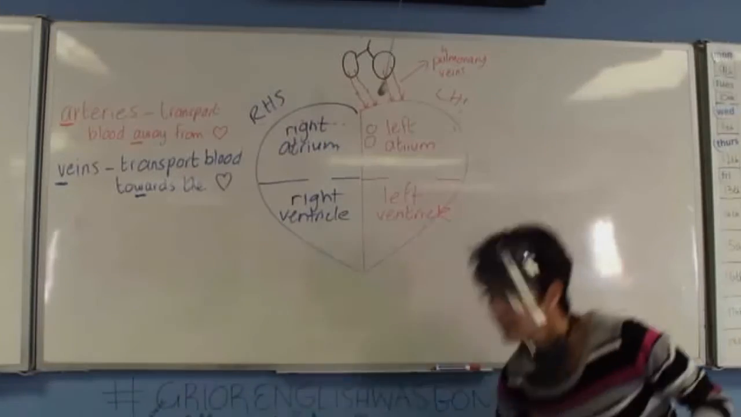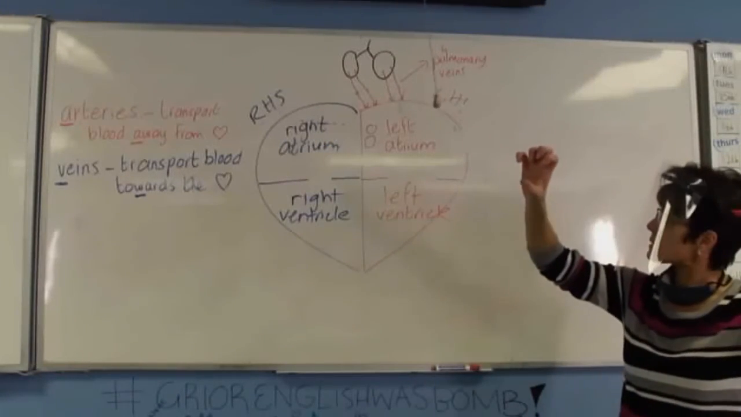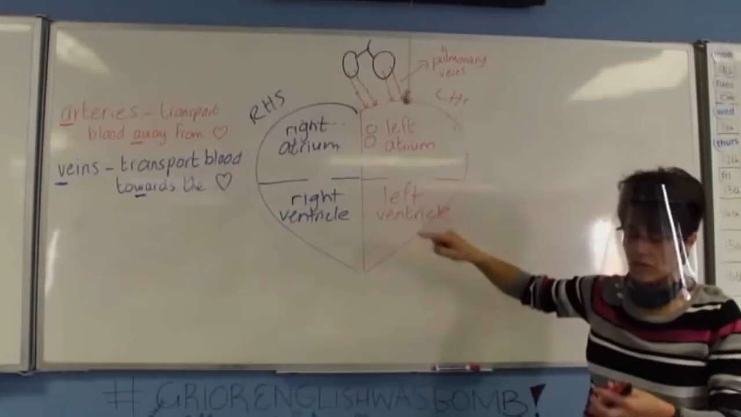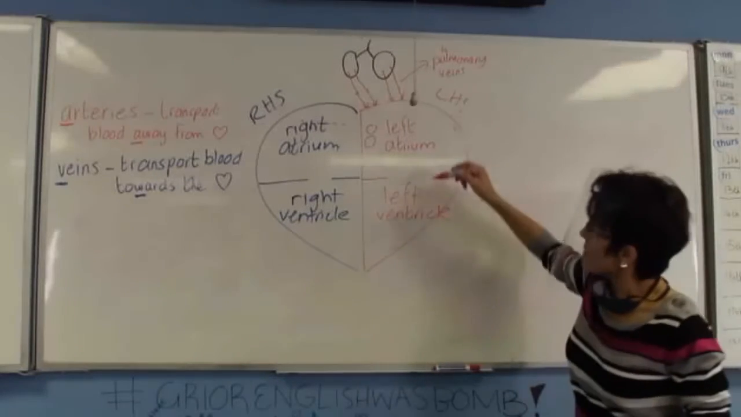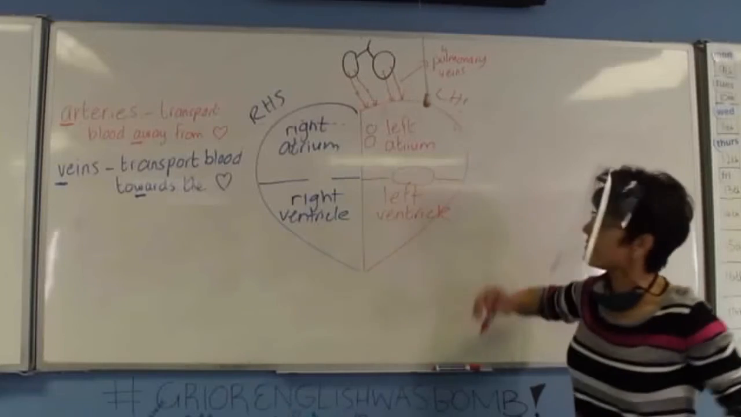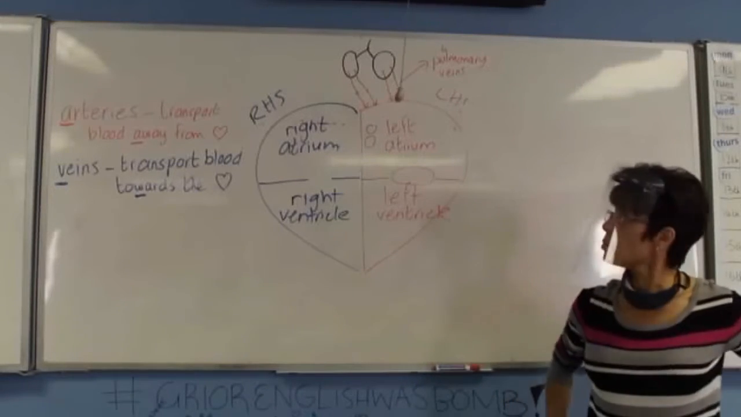Okay, so now the atria contract and the blood gets pushed into the left ventricle. And there is a valve between the left atrium and ventricle. What is it called?